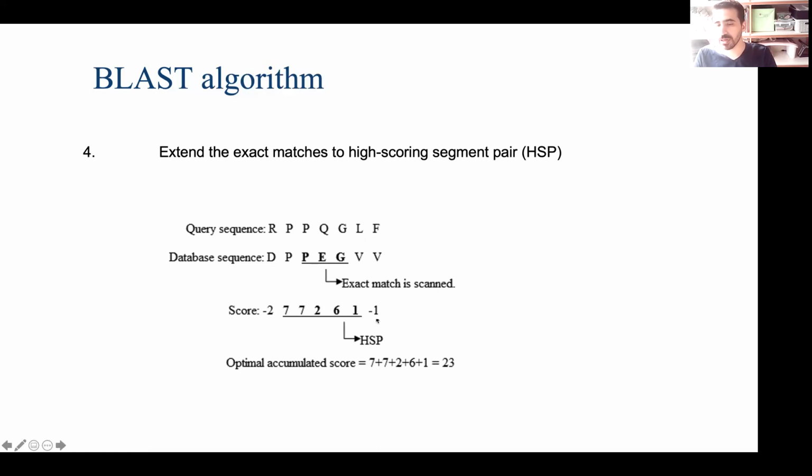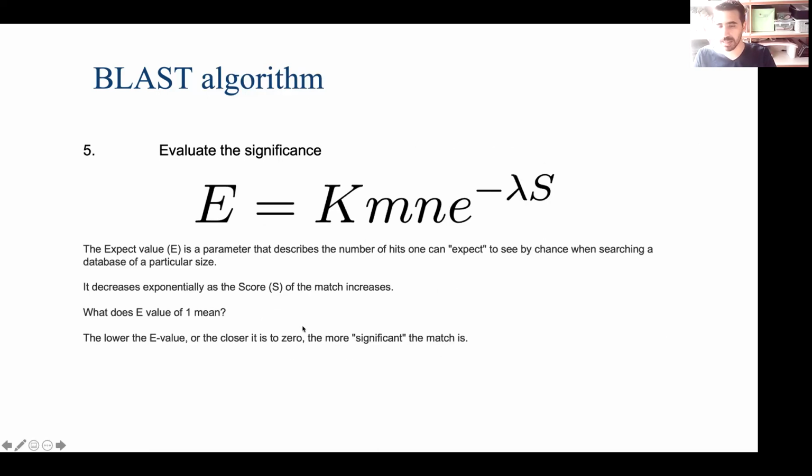Then you stop your scan, and this is your high scoring segment pair. Okay. And this is basically your sort of local alignment, but not necessarily. And we will come to that later on if necessary. So, BLAST algorithm, there is one important parameter that we should all know about, which is E-value.